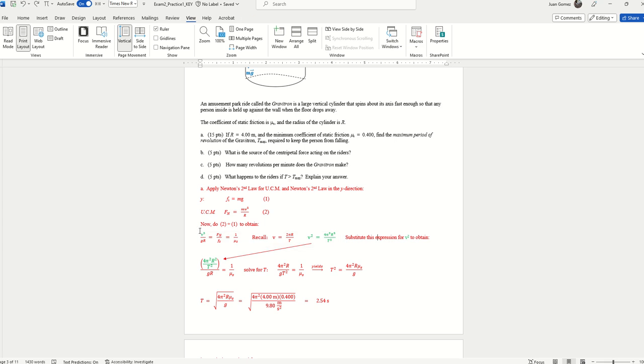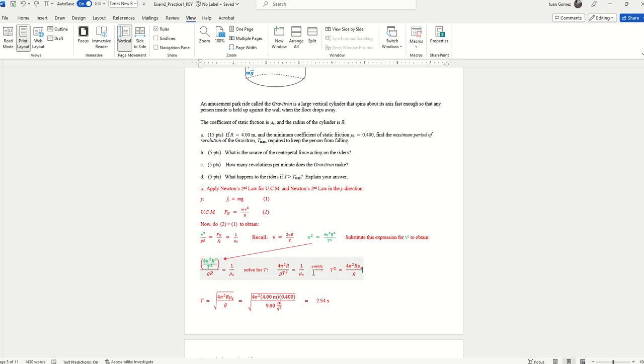I want v squared, because when I took equation 2 divided by equation 1, I ended up with v squared over gr equals 1 over mu s. So I don't want v, I want v squared. Just square numerator and denominator. So v squared is 4 pi squared r squared over T squared. I'm going to substitute this expression in for v squared, and then I need to rearrange this equation and solve for T.